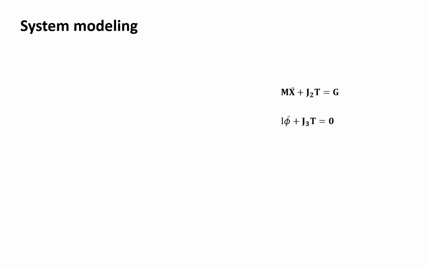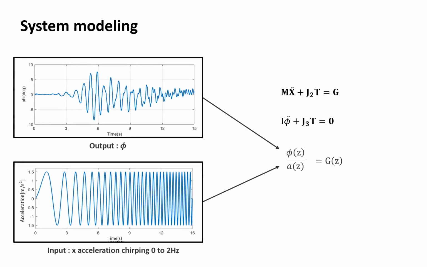Given the uncertainties and disturbances increased by the nature of the rope-on-rope system, we decided to experimentally obtain the exact parameter values for the dynamics equations. As the input of the experiment, we entered the chirping input of x acceleration from 0 to 2 Hz. Then we used the data of phi, the result of the experiment, to get the transfer function of the ROR system.